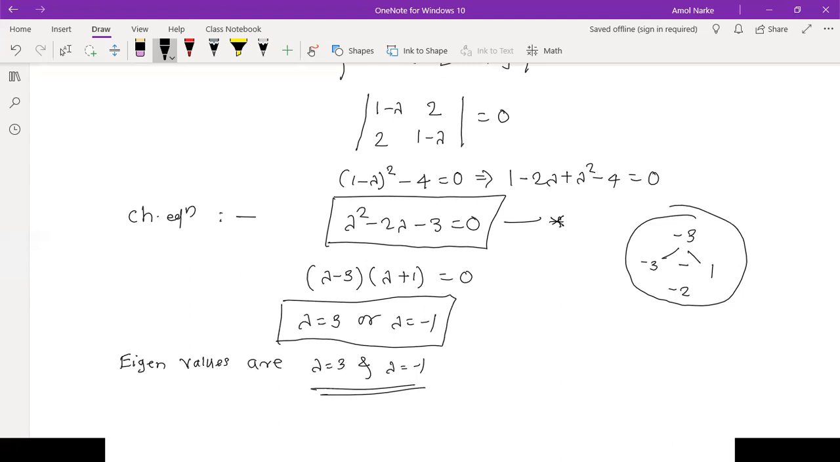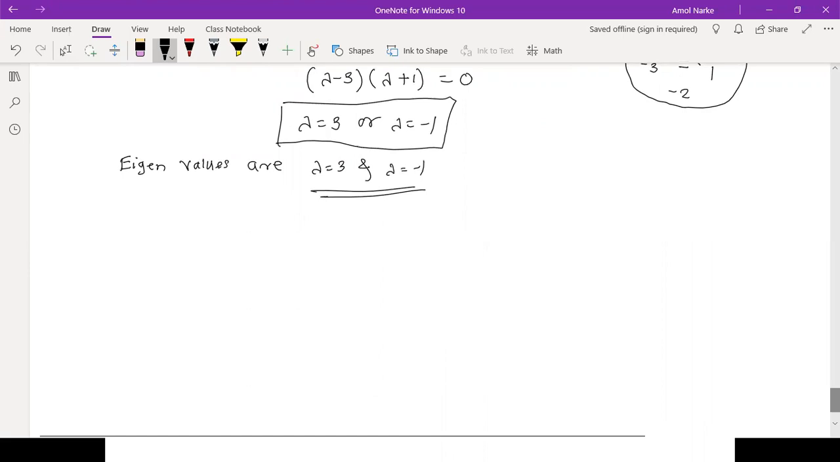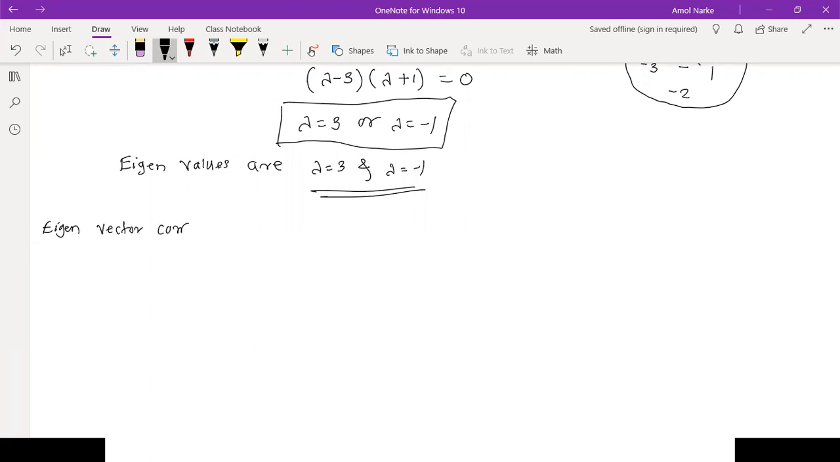Eigenvalues. Okay, clean and clear. Now our next target is to find the eigenvector. So how can one find the eigenvector? We have the eigenvalues, so I'm going to find the eigenvector corresponding to eigenvalue 3 and the eigenvector corresponding to eigenvalue -1. So first I will go for the eigenvector corresponding to lambda equal to 3.